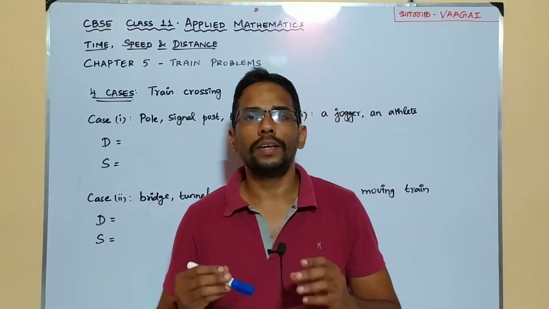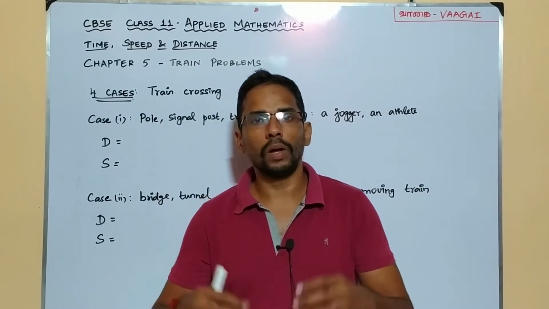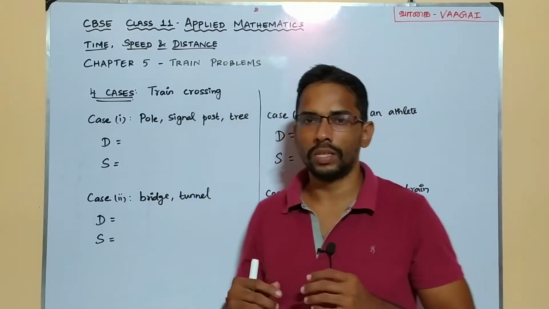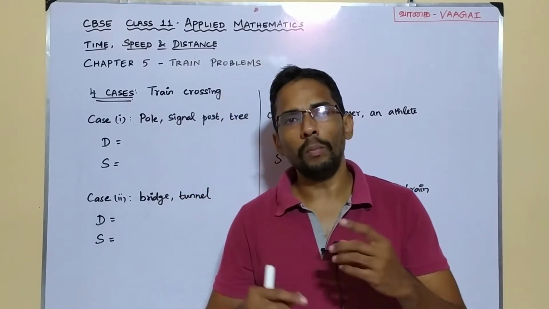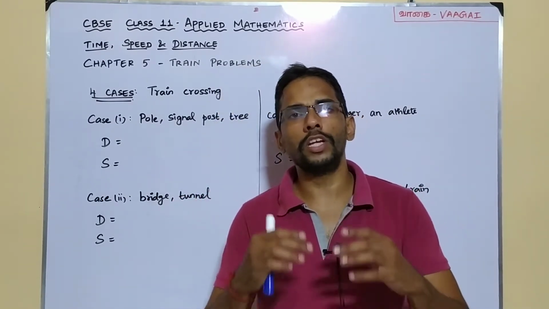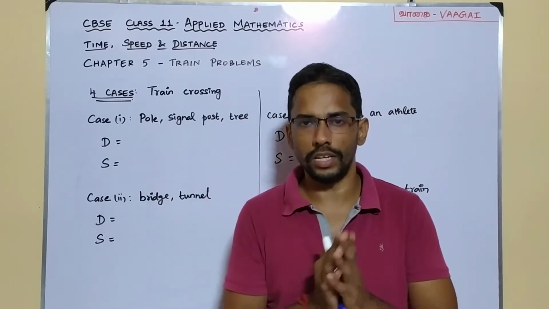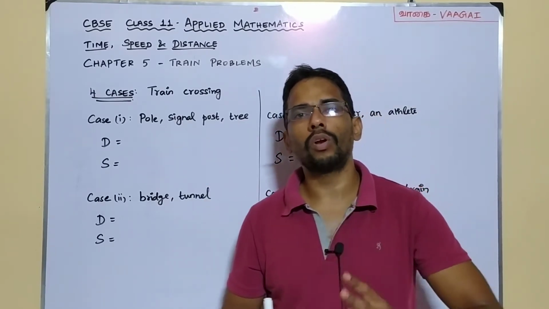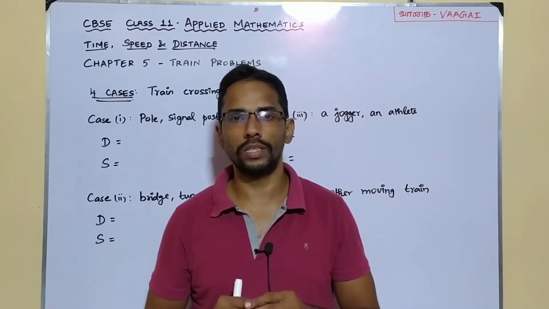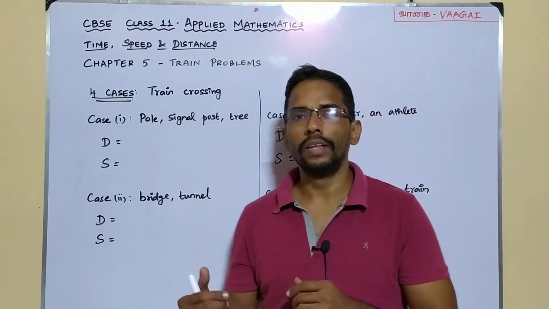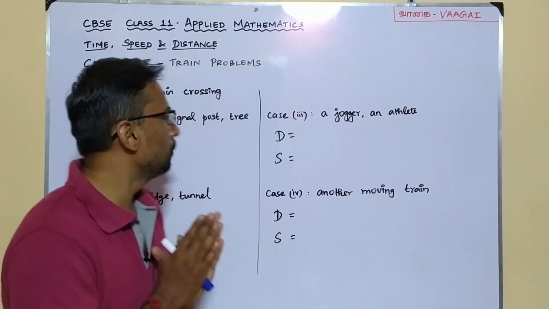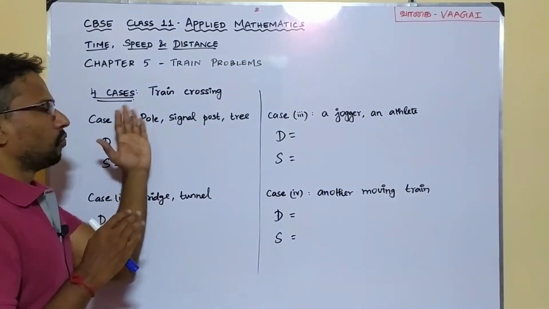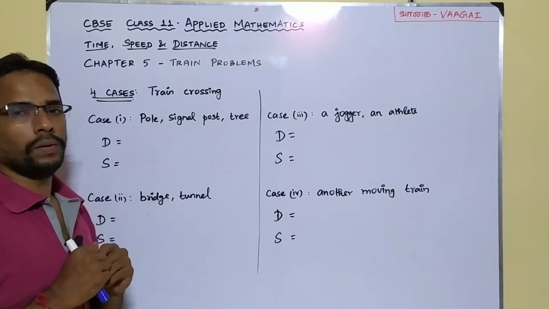To work the problems based on train problems, there are 4 basic important cases. If you know about these cases, you can be very sure about solving the problems very easily. So those important 4 concepts are what we are now going to discuss. First we'll finish off them, then it would be very easy for us to solve the problems. We'll see the 4 cases one by one.